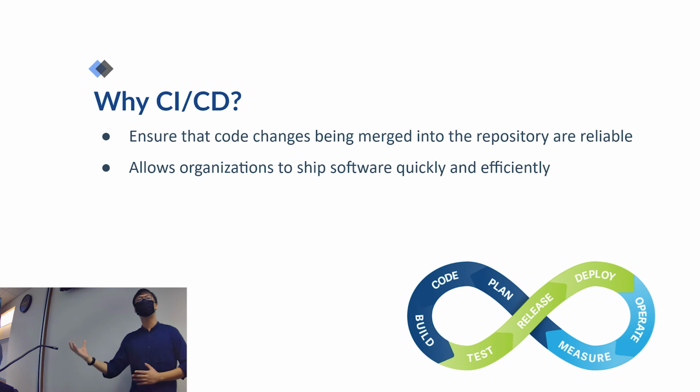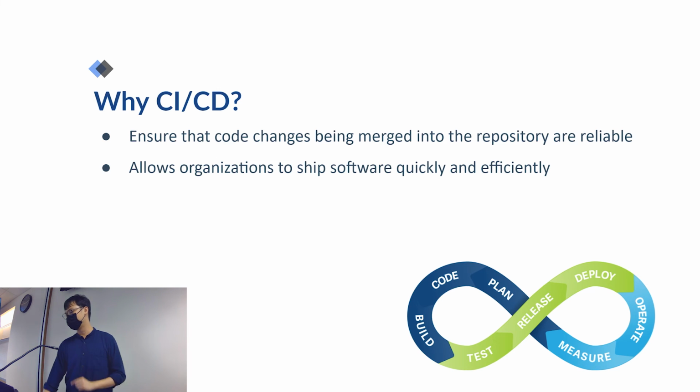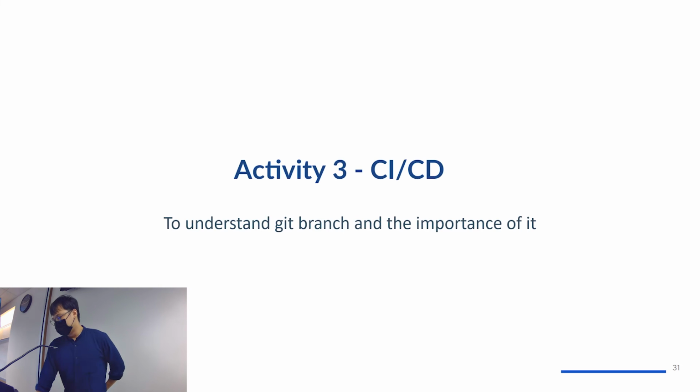Yeah, so this allows you to, let's say, make changes, right, very quickly. So when you push it remotely, and then your build fails, you know that, oh, this code is bad code, for example. Alright, so activity 3 will be CI/CD.